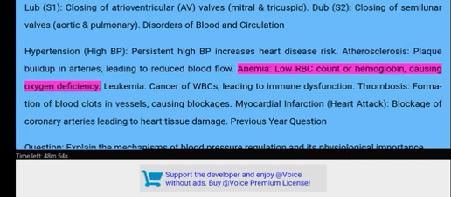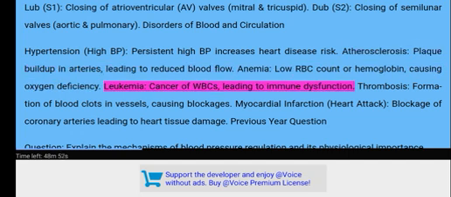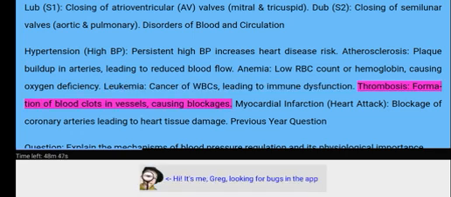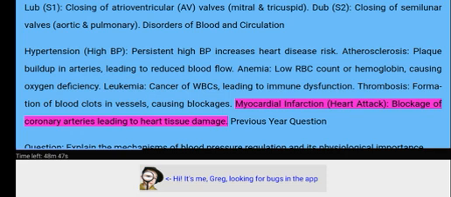Anemia, low RBC count or hemoglobin, causing oxygen deficiency. Leukemia, cancer of WBCs, leading to immune dysfunction. Thrombosis, formation of blood clots in vessels, causing blockages. Myocardial infarction, heart attack, blockage of coronary arteries leading to heart tissue damage.